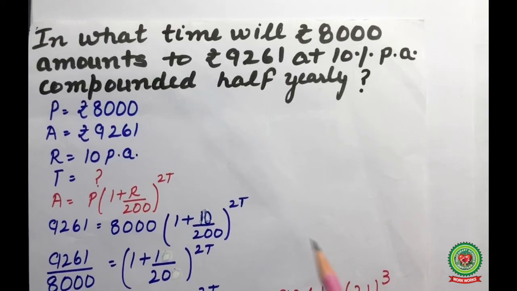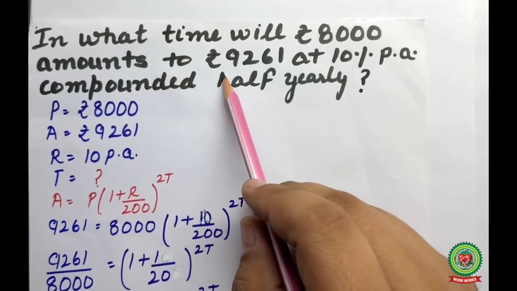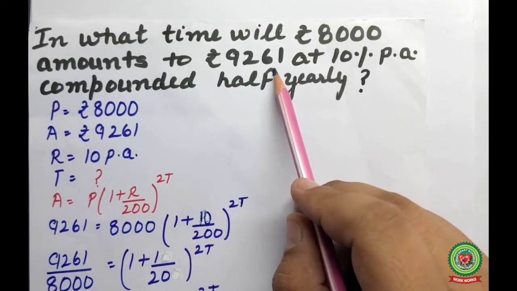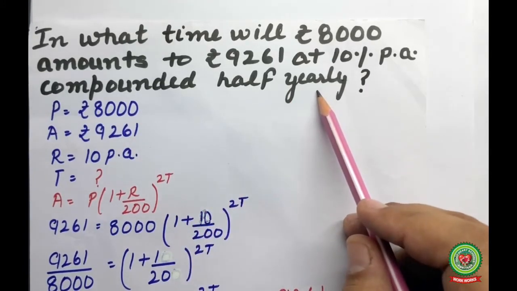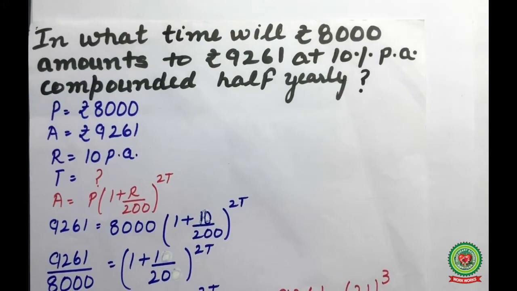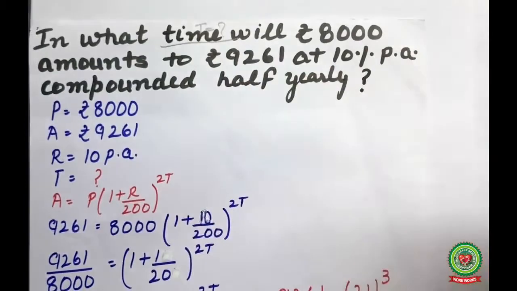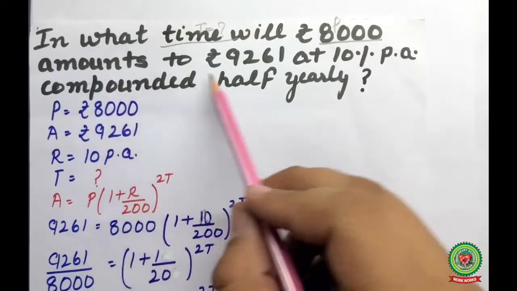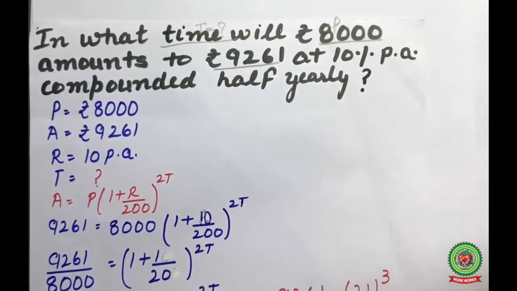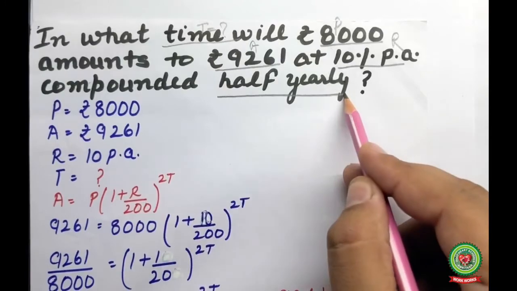The first example is, in what time will rupees 8,000 amounts to rupees 9,261 at 10% per annum compounded half yearly? Students, let us find out what is given to us in this question. In what time? That means we need to find time. Will rupees 8,000, that is principal, amounts to rupees 9261, that is amount, at 10% per annum, that is rate, compounded half yearly.